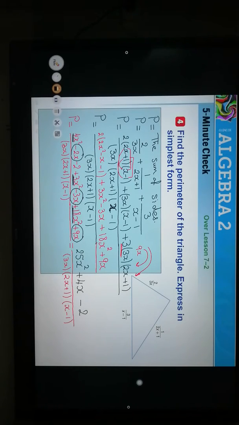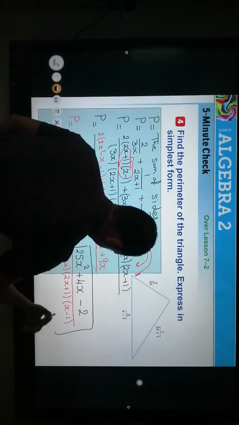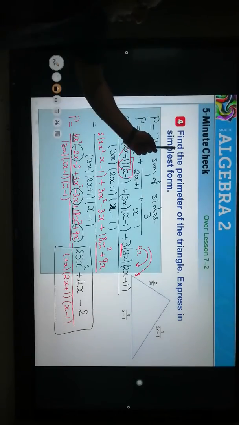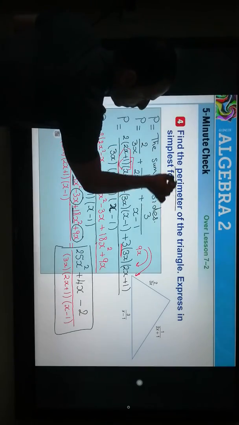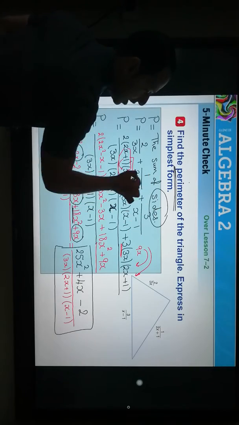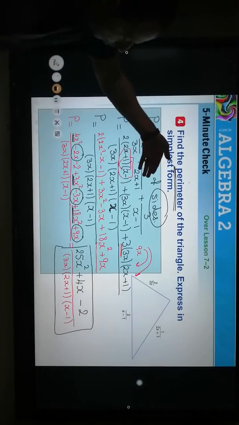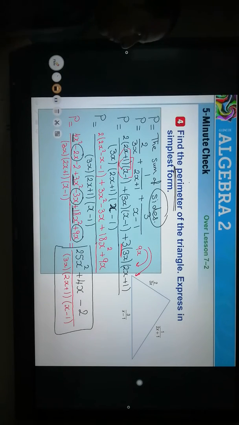We can't complete further. This is the simplest form. This is our answer. So as from the beginning, he asked you about the perimeter. The perimeter is the sum of the outer sides. We start with the first side, the second side, the third side, and we complete till we reach the simplest form.